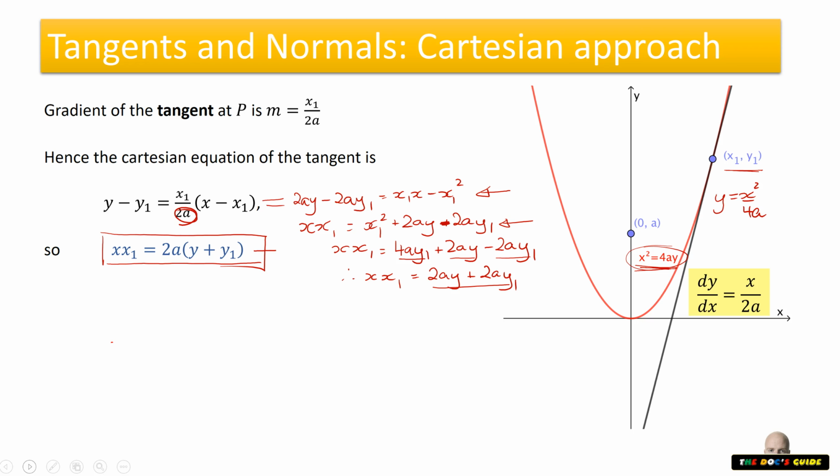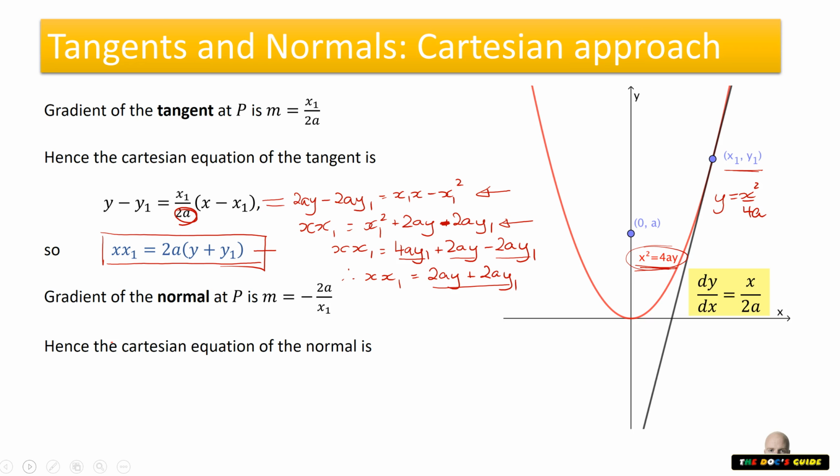Now in a similar fashion, the gradient of the normal at P is minus the reciprocal, so minus 2a on x1. So the Cartesian equation of the normal is, plug it into y minus y1, etc. And then, using similar techniques to up above, we eventually get to this. I'm not going to do this part for you. It is in the textbook, as is this part. But you should have a little go at doing this.